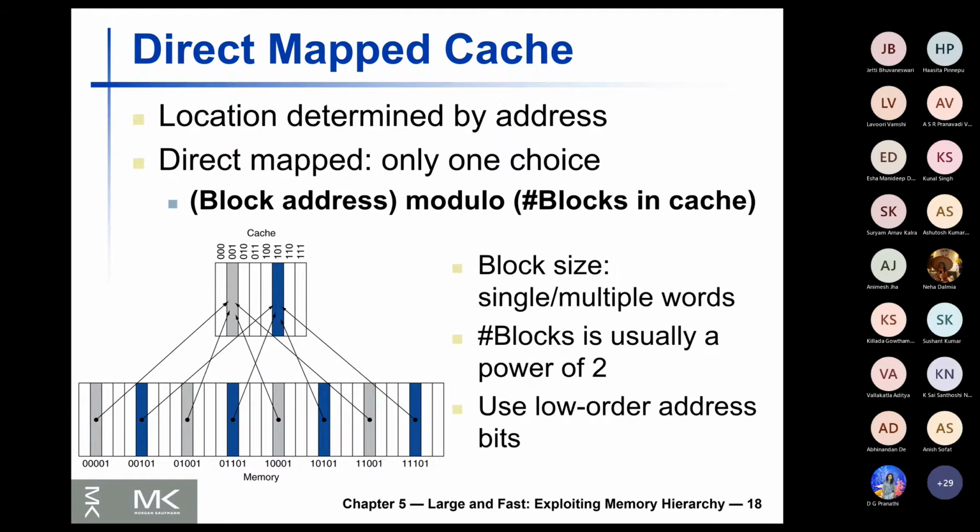We discussed three different techniques. Actually two different techniques, but we will consider for simplicity three different techniques. One is called a direct mapped cache, where the index finding mechanism is very simple. You take the block address and you calculate the modulo, the remainder, by the number of blocks in the cache.